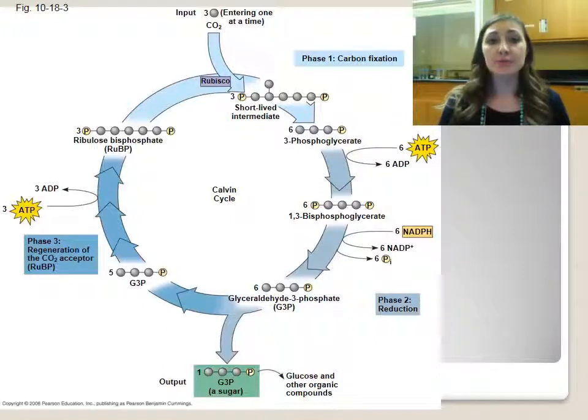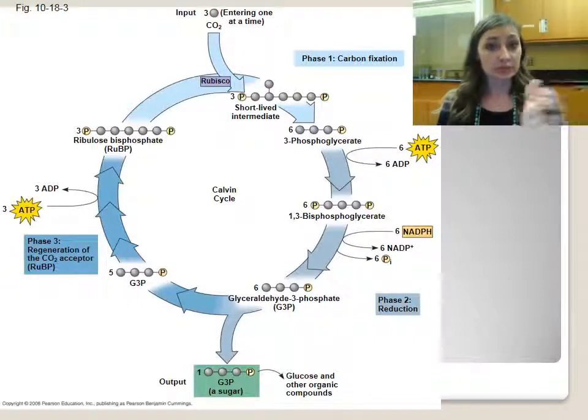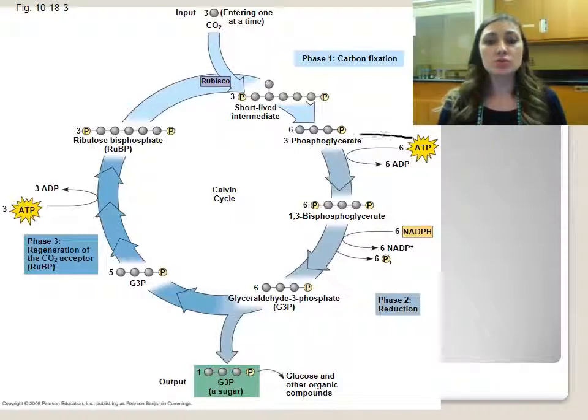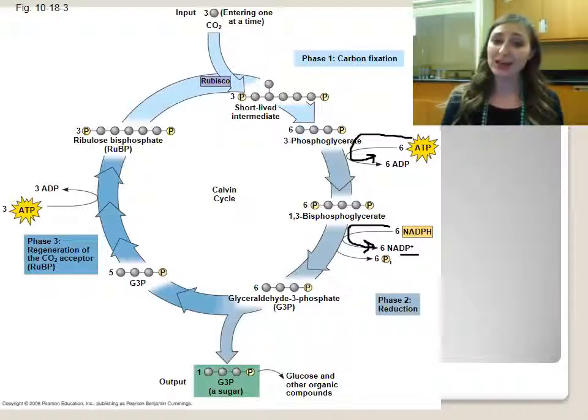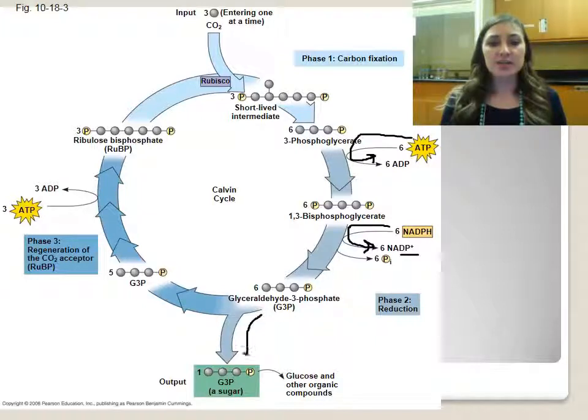So here we have 3 CO2s entering. They react with Rubisco to form intermediates. We are going to use energy in the form of ATP in order to add carbons onto this chain. You are going to drop off those high energy electrons. Now you have an empty electron carrier, which is going to travel back to the light reactions to pick up more electrons. You will form G3P, which is a sugar. This can be used to make glucose and other compounds. This is the reduction phase, when you are picking up those electrons.